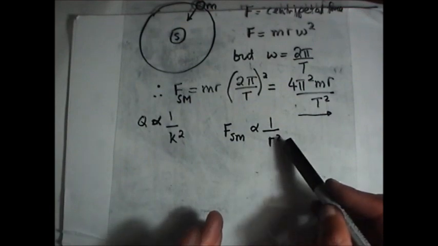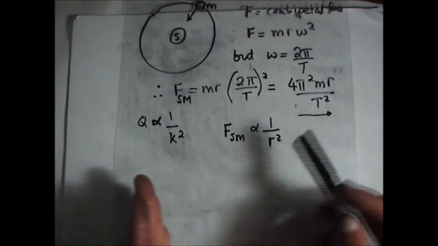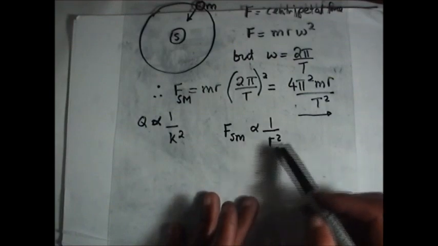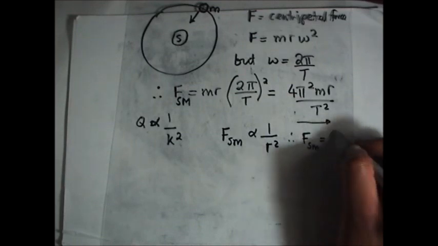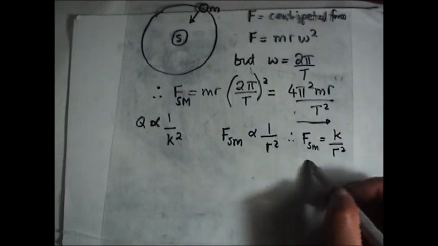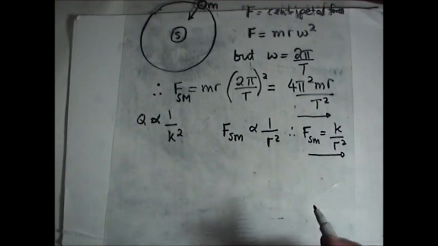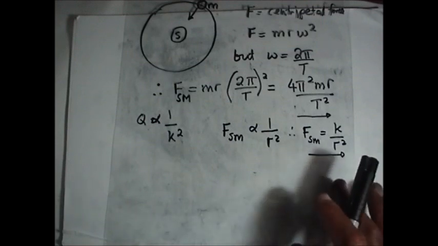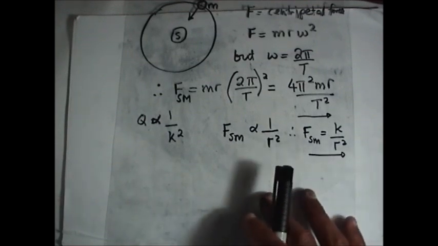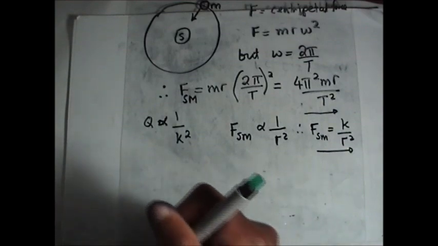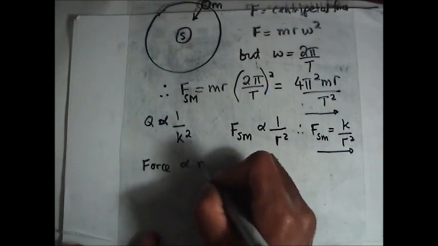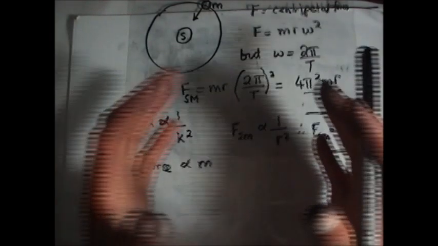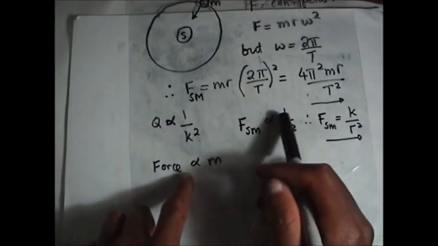As the radius is increasing, the force will decrease, but it won't just decrease proportionally. No, it will decrease with the square of the radius. That's what he assumed. Therefore, from his assumption, our F_Sm is equal to k over r squared, just to put k as the constant of proportionality. So this is the assumption that he used. And then after that, you also notice that the force of gravity on any object is directly proportional to the mass of that object. If the object is small, the force of gravity will be small.